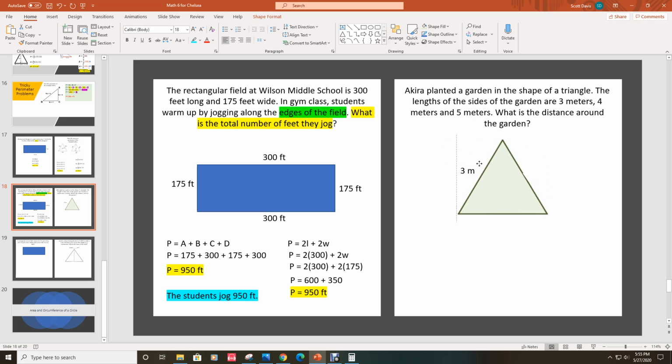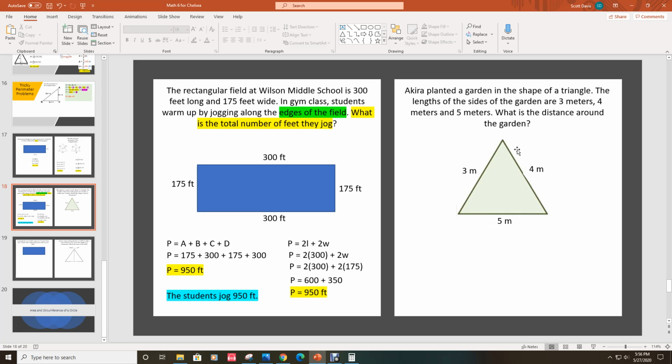One side is 3 meters. Okay, we've got another side that is 4 meters. And we have another side that is 5 meters. So we'll label those sides. 5 meters. Okay, so we'd label all our sides. Okay, and then you would look at what the problem is asking you. What is the distance around the garden?